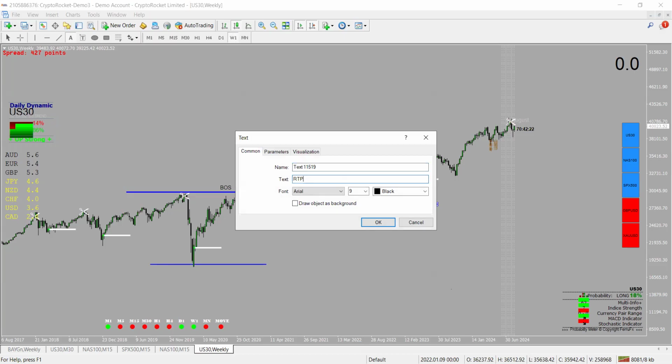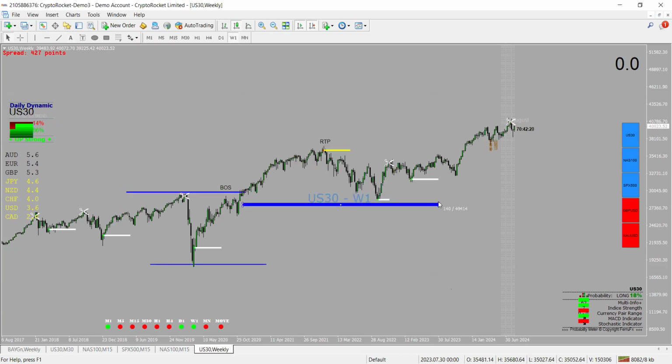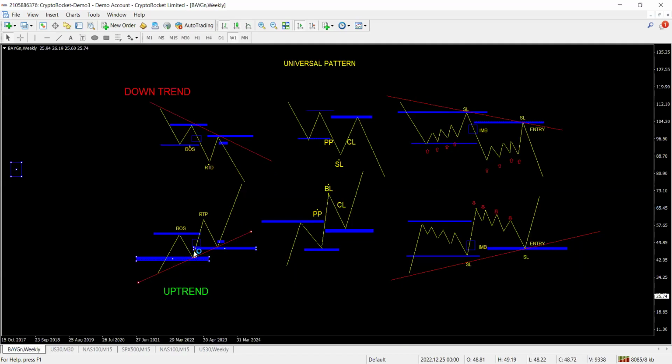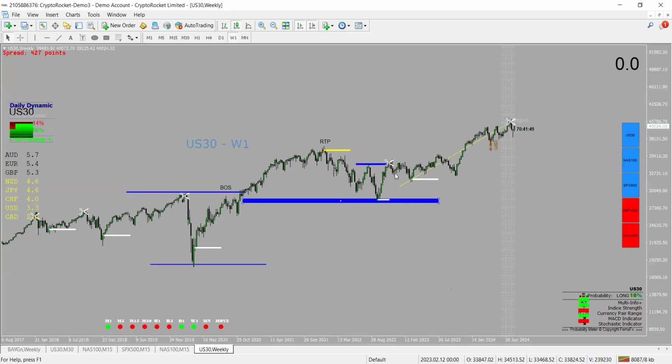All right. Now, notice once RTP was created, the only way to take out RTP would be to break structure. And as you can see, we got a break of structure. Once we got that, do you see what happens next? The market goes up, taking out RTP, just like the diagram. High, low, break of structure, we pulled back to support, and then we took out RTP, buy side liquidity. You see how that happens?